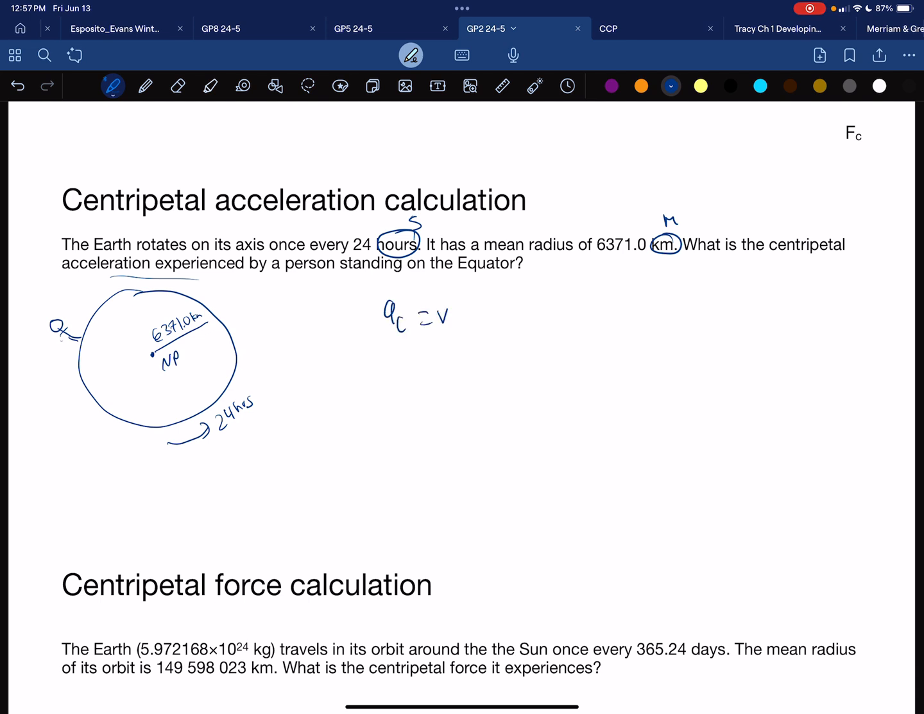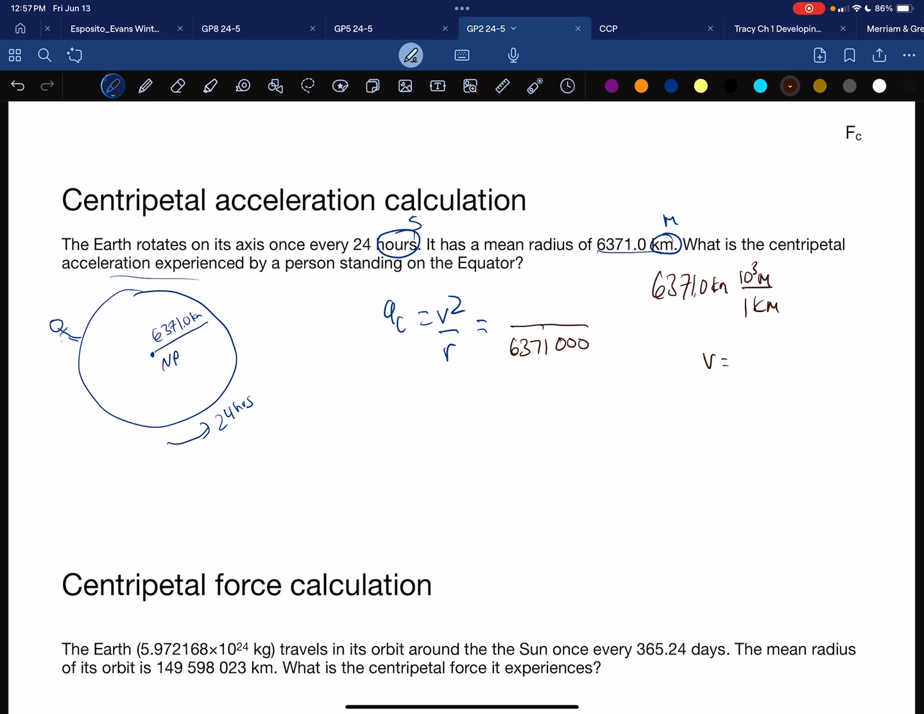So the centripetal acceleration is a_c equals v squared over r. And we know the r is this 6,371 kilometers. Well, we can convert that. To convert, put kilometers on the bottom, meters on the top. 1 kilometer is 10 to the third meters. So that is going to be 6,371 plus another thousand, or 6.371 million meters.